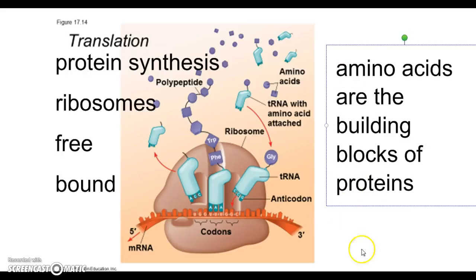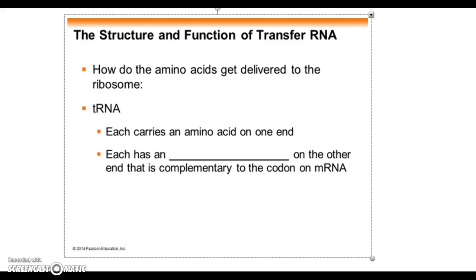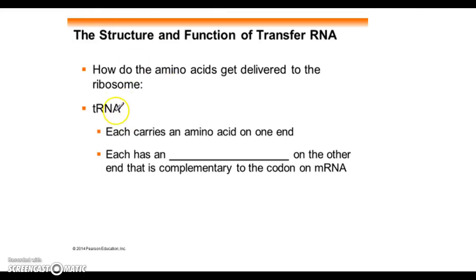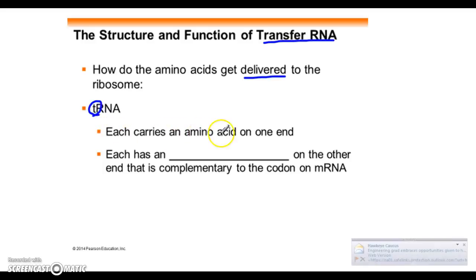Okay. So we're going to look at this a little closely. Knowing that amino acids are the building blocks, we need an RNA that's going to serve the function of being kind of a delivery truck. So we've got another type of RNA called transfer RNA, or simply tRNA. And tRNA is going to not only carry an amino acid, but it also is going to have something called an anticodon.